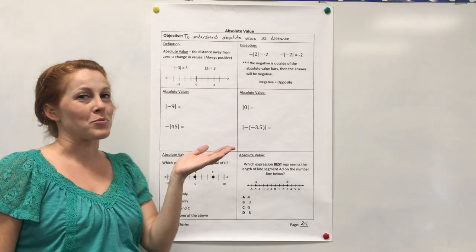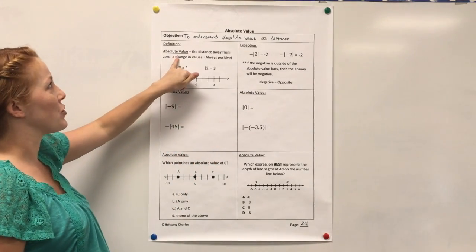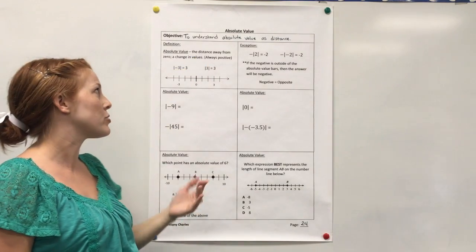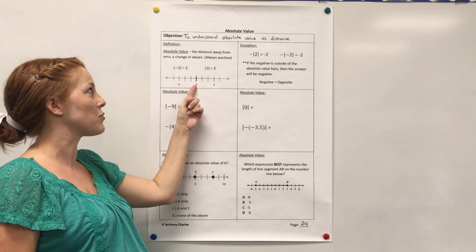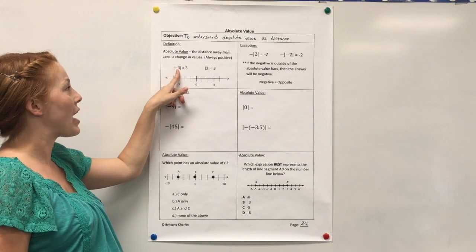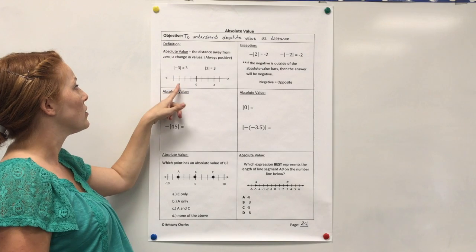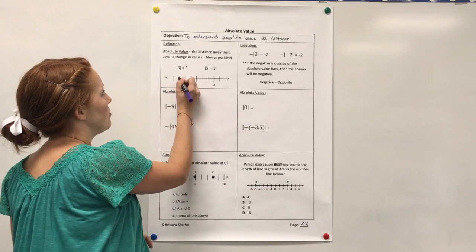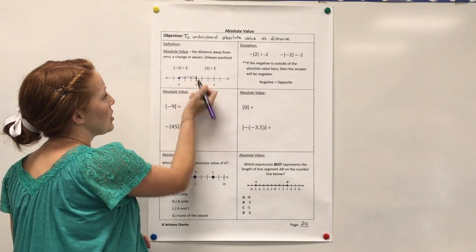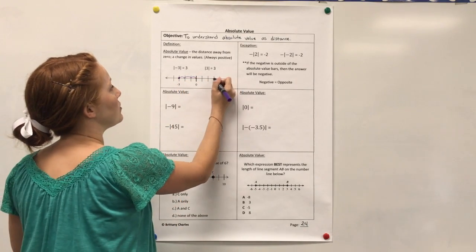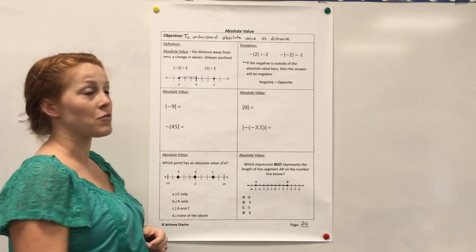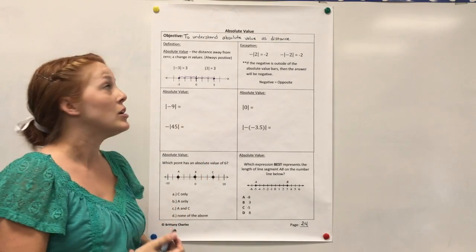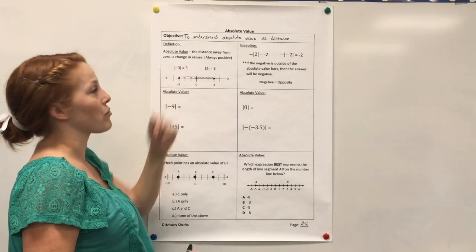So we've already talked about absolute value a little bit, so let's just review. It's the distance away from zero, also a change in values. So basically how far a number is from zero. So we have here the absolute value of -3. Well, -3 is 1, 2, 3 from 0. And then we have +3. The absolute value of +3, well, it's also 1, 2, 3 from 0. So both absolute values would equal 3.